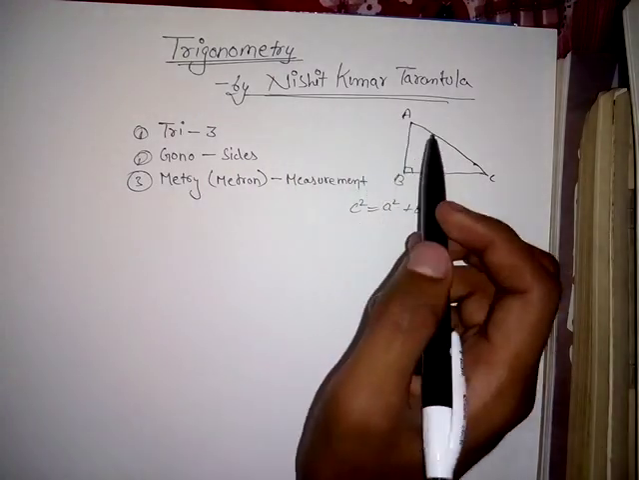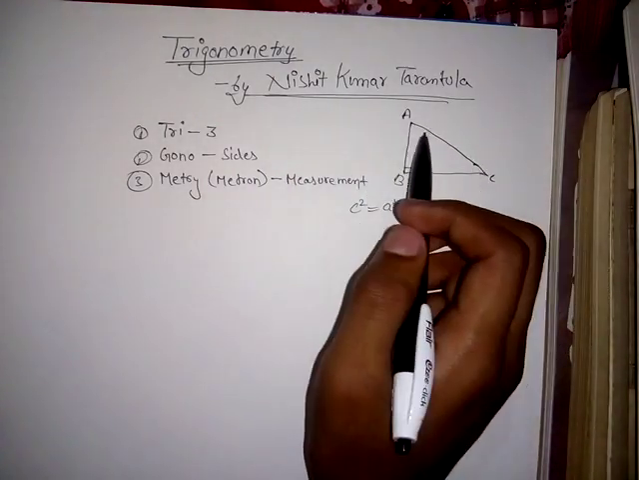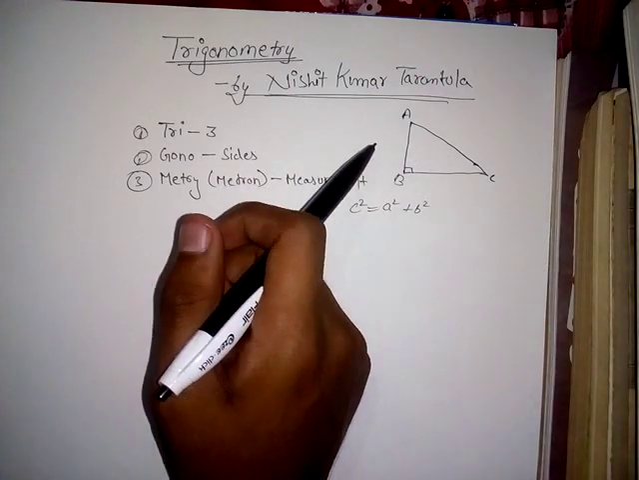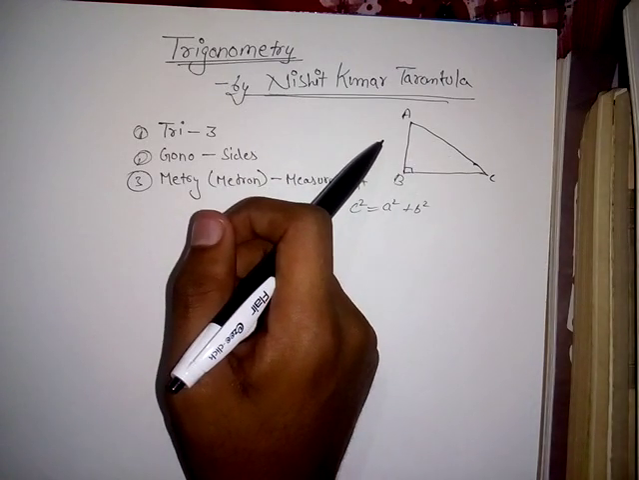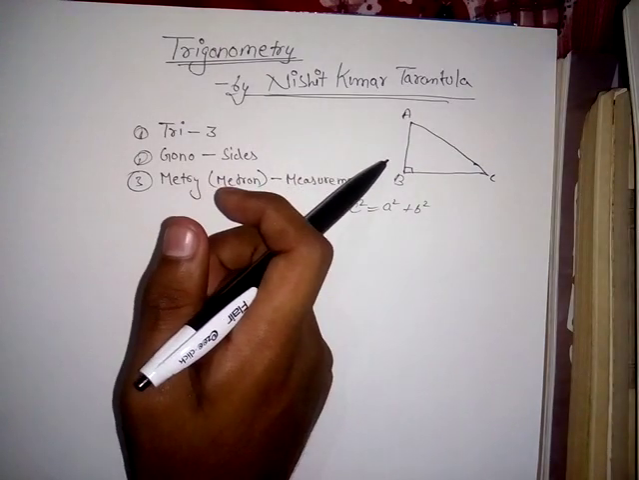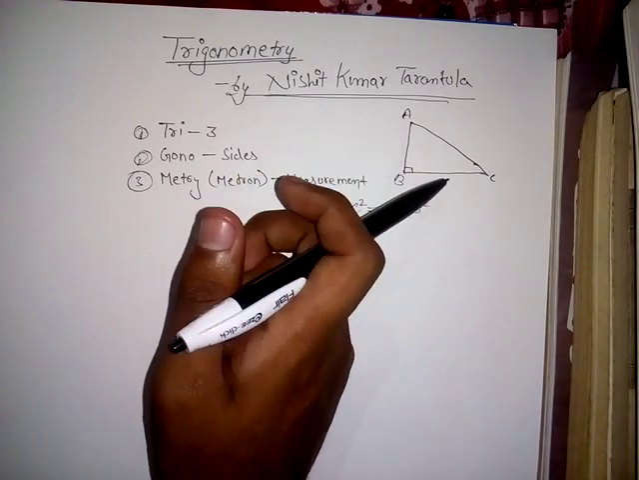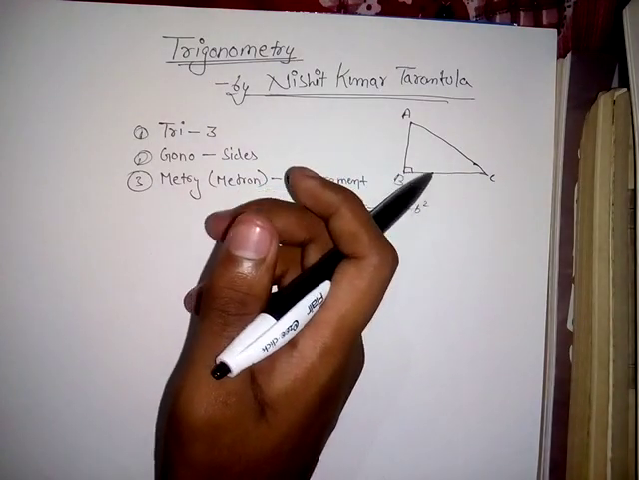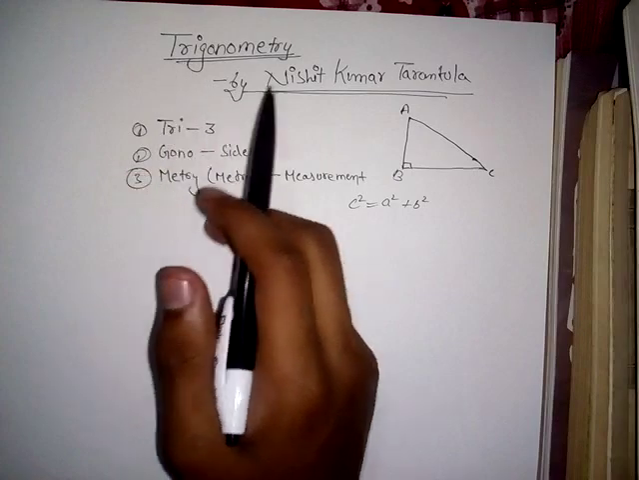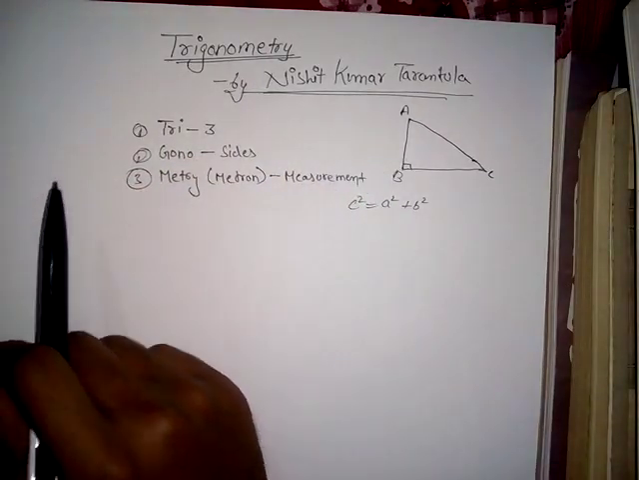It says that the square of the side hypotenuse, which we call hypotenuse AC, is equal to the sum of the squares of sides AB and BC. That is the sum of the squares of the adjacent and perpendicular sides. So how does trigonometry help us to study this right triangle?